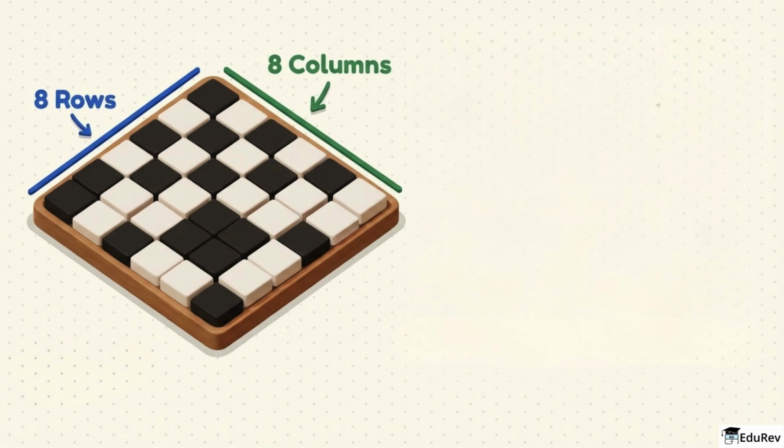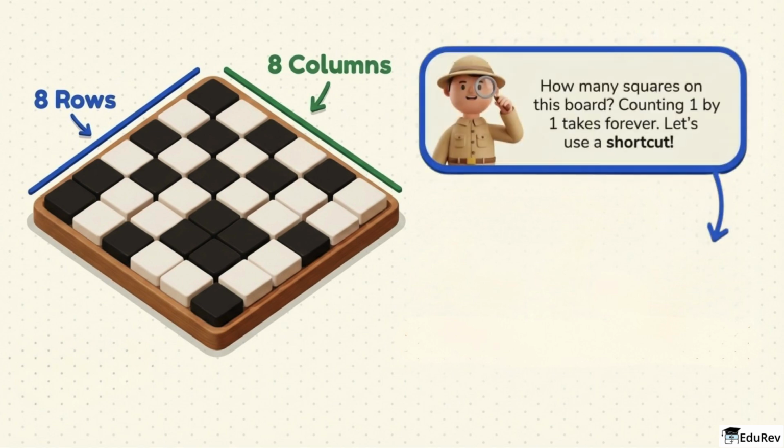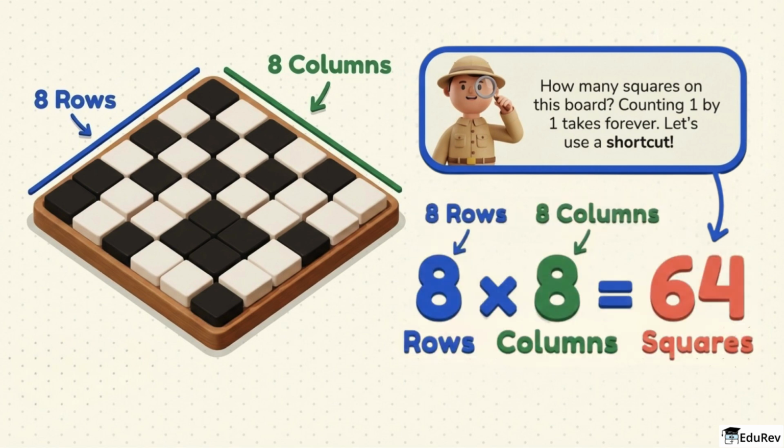Now let's see multiplication as rows and columns. Suppose a board has 8 rows and 8 columns. If you try to count every square one by one, it takes time. But if you know multiplication, you can do it quickly. 8 times 8 equals 64. So the board has 64 squares. This is why multiplication is useful. It helps us count faster when things are arranged in equal rows and columns.